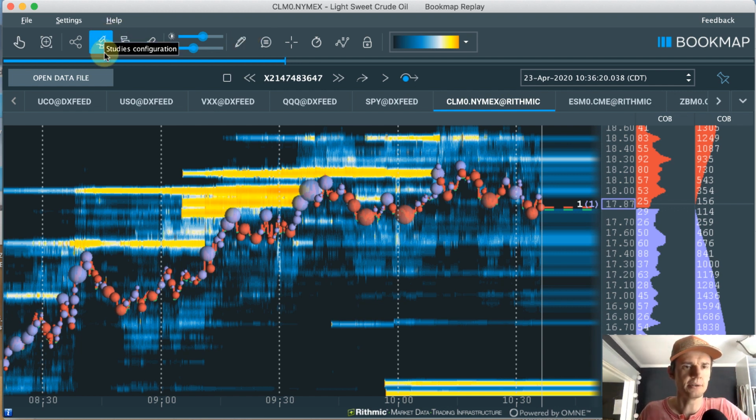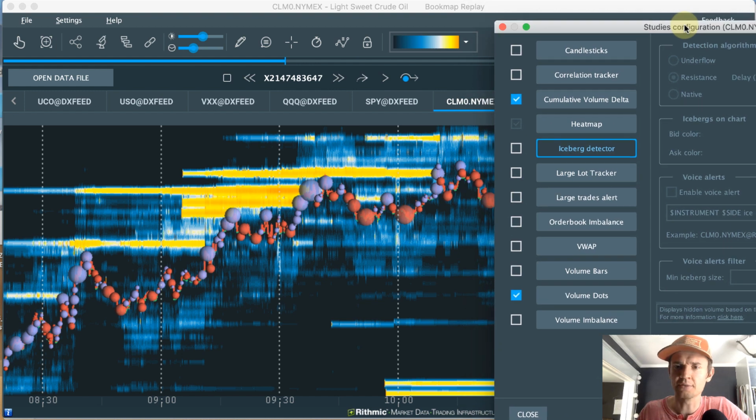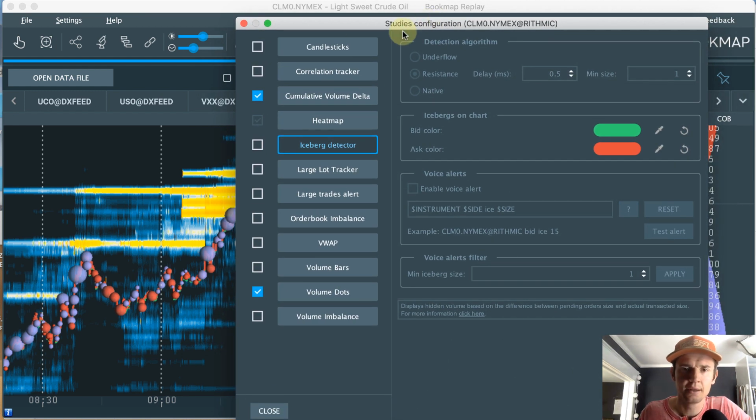So we're going to go over here. This little guy is the studies configuration. All right, this is the important stuff. So first things first, we'll start with the candlesticks.